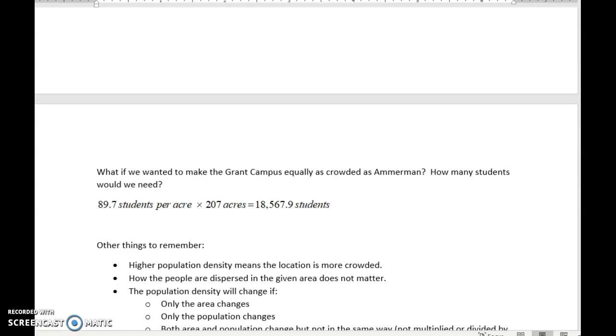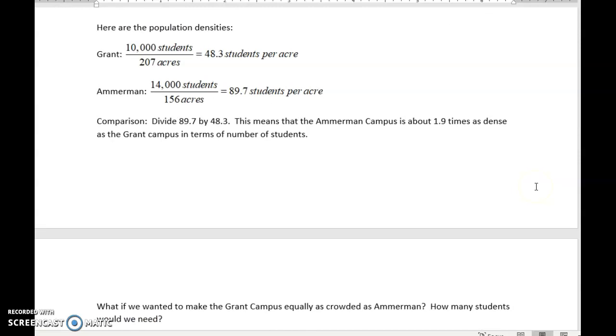So we would need to have more students than they have at Ammerman. Remember, at Ammerman, they only have about 14,000. We would need more students because we have a larger area.